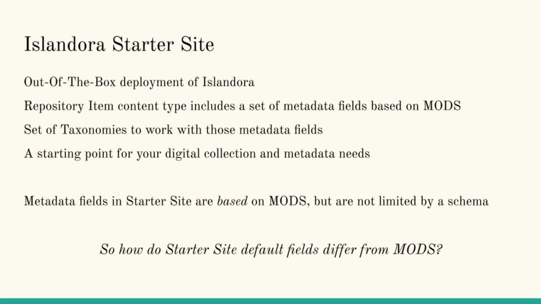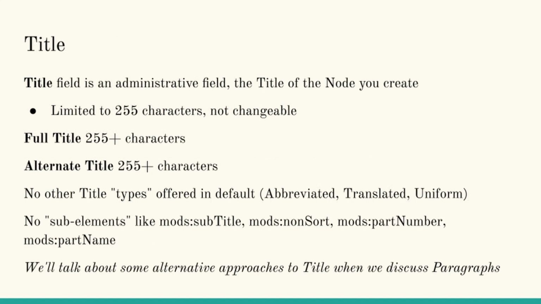And we're going to be focusing on the metadata fields in the Islandora starter site, just because that is what is available for out-of-the-box deployment. And it has a set of metadata fields that are based on the MODS fields that we've been using in Islandora 7, as well as having a set of taxonomies that those fields can use. But to point out, the metadata fields in starter site are not MODS. They are based on MODS. They are reminiscent of MODS so that your data can migrate over intelligently, but they do differ in many ways.